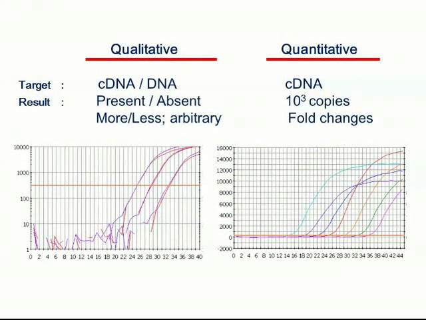So basically, two types of analyses are possible by RT-PCR systems: qualitative and quantitative analysis. In qualitative analysis, the presence or absence of a target in a template is determined. In quantitative analysis, not only the presence of the target, but also the quantity, the copy number, in the template is detected.